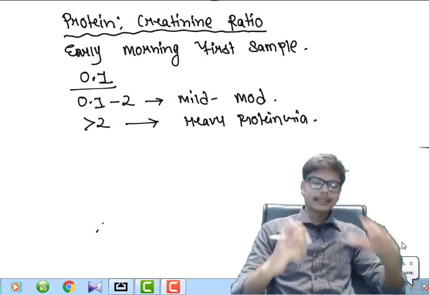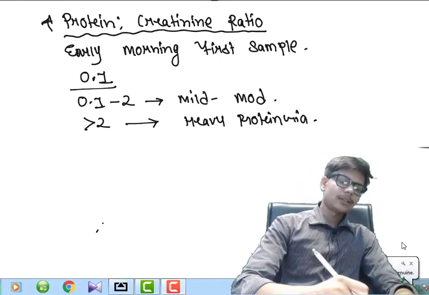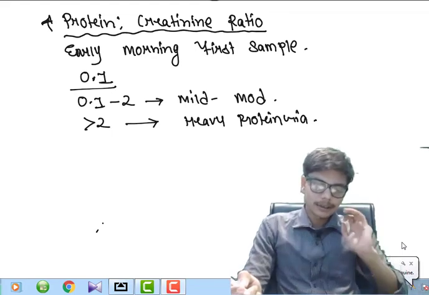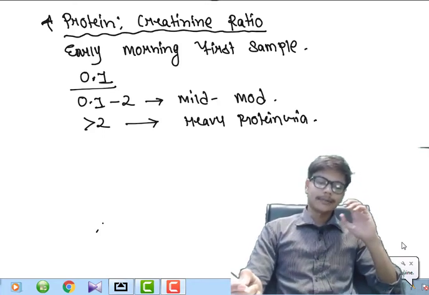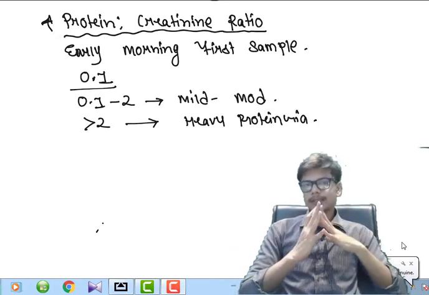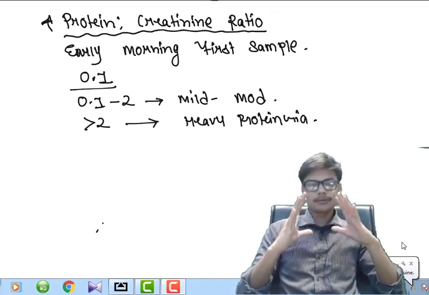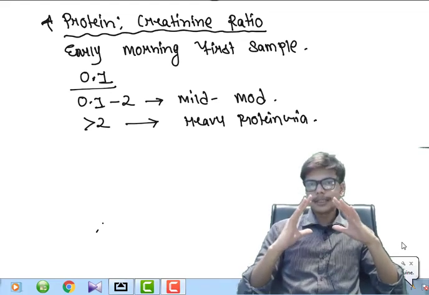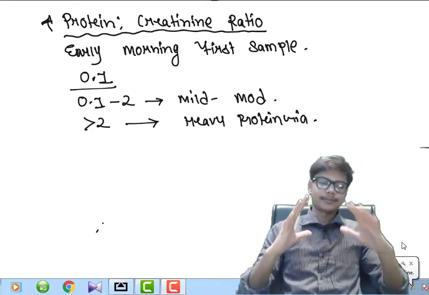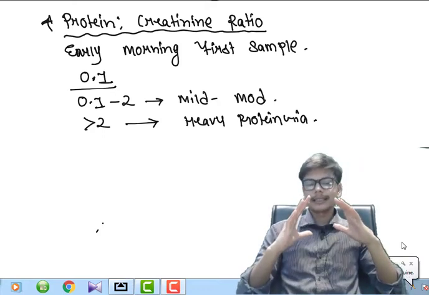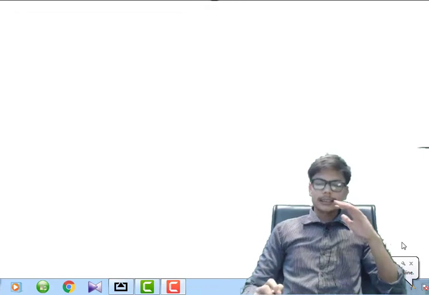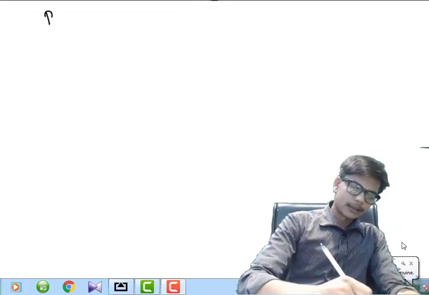So if the ratio increases, it means protein content is increasing, and if the ratio is more than 2, it is heavy proteinuria. If the ratio between protein to creatinine in the early morning first sample is in between 0.1 and 2, it is mild to moderate proteinuria, and if it is more than 2, it is heavy proteinuria. Normal is 0.1. There is another term known as protein selectivity.